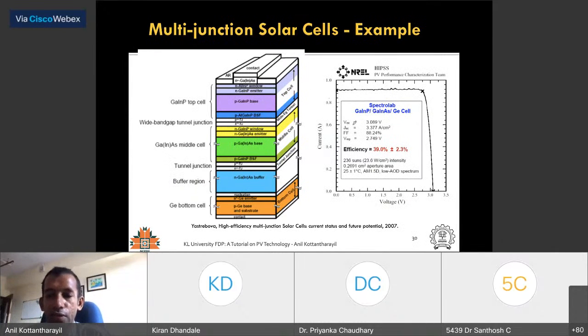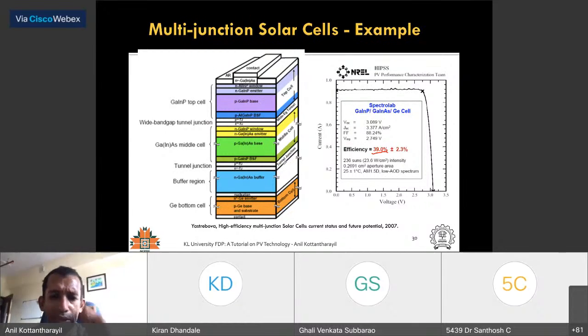But then the difficulty is that this is one of the typical examples of a 39% efficient multi-junction solar cell, with 3 materials. You can see this is very, very complicated. Okay, so you have 3 layers, right? These are the 3 layers that we are talking about. Actually, you also have germanium. So this is your germanium, and these are materials for absorption of the other part of the spectrum.